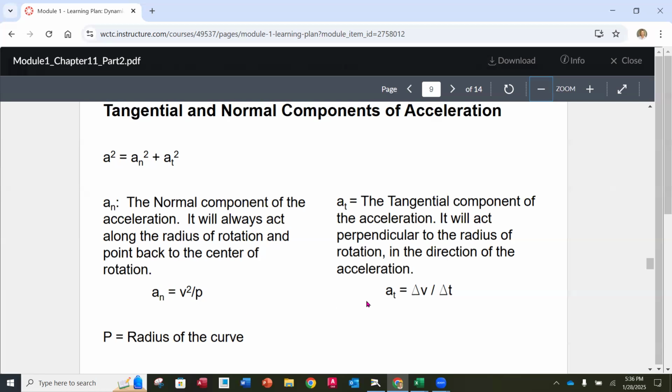The other component of acceleration is going to be tangential acceleration, okay? And tangential acceleration is going to be acting perpendicular to the radius, but in the direction of the acceleration. So when we look at acceleration, we can really have two conditions. We're either speeding up or we're slowing down, okay? So for instance, if we are increasing our velocity and we're speeding up, that means that the acceleration is going in the same direction as velocity, okay?